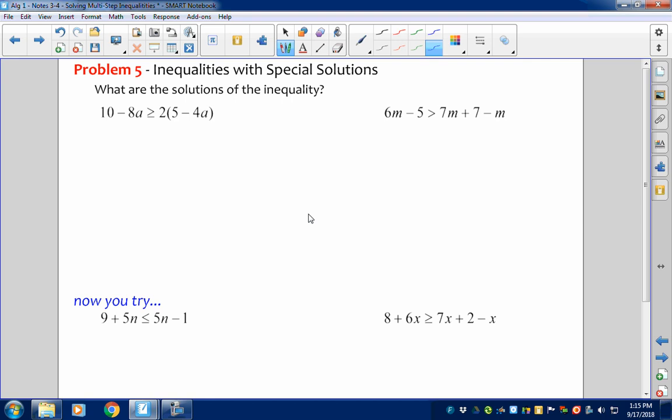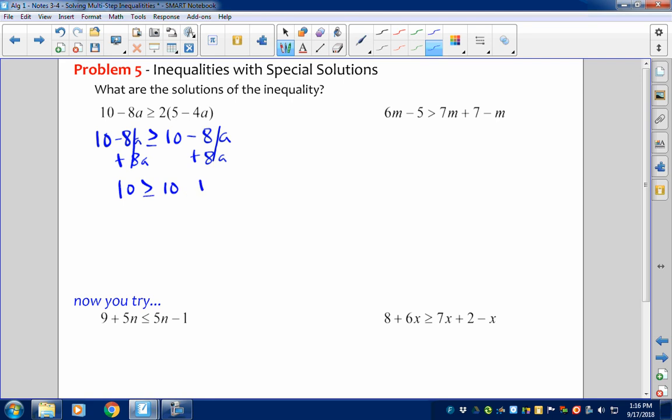So let's see what happens as we go through our solving process here. This would be 10 minus 8a, and I have 10 minus 8a here. Already I'm seeing an identity taking shape here, right? Except that it can't be an identity because we have an inequality symbol here. Let's see what happens. Let's add 8a to each side. The a's cancel here, cancel here. We have 10 is greater than or equal to 10.